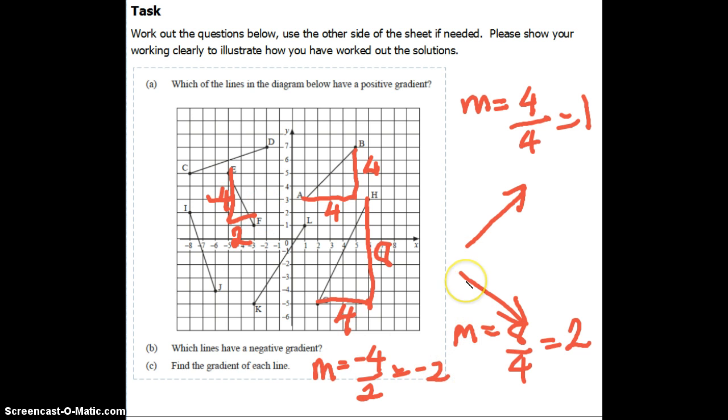So you need to work out the gradients for the other lines to work out what they are. Remember that there's going to be 2 negative answers and 1, 2, 3, 4 positive answers there. Hope that helps.